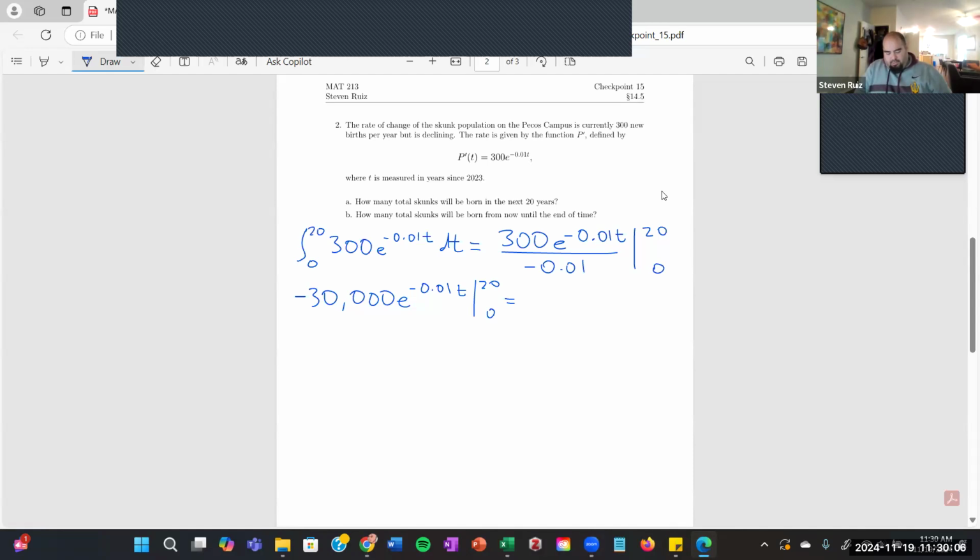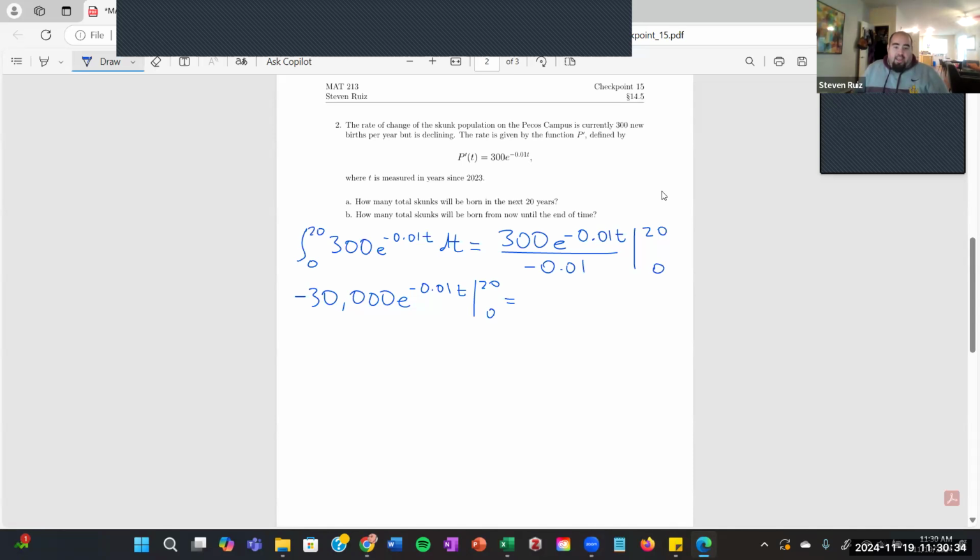All right, 20 times 0.01 is negative, so that's negative 0.2. I raise e to that power and I get about 0.819. And then I multiply that by negative 30,000. And I get negative 24,561. Then I'm going to add that to 30,000.